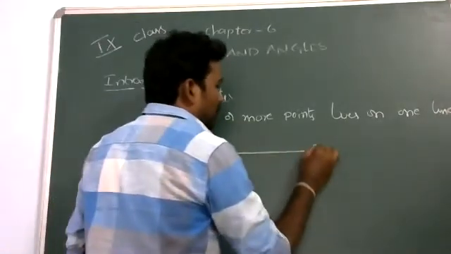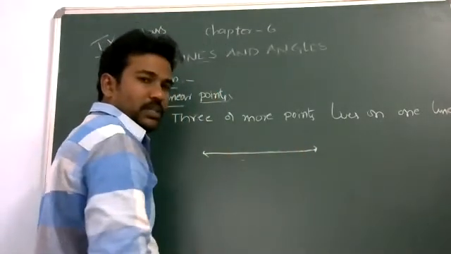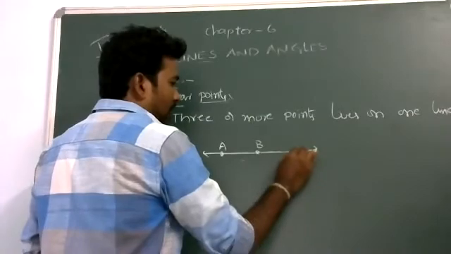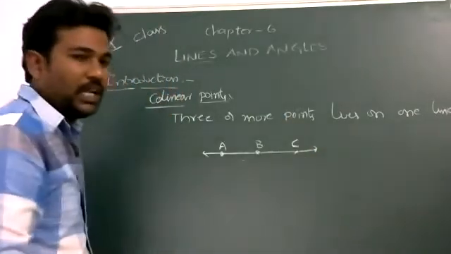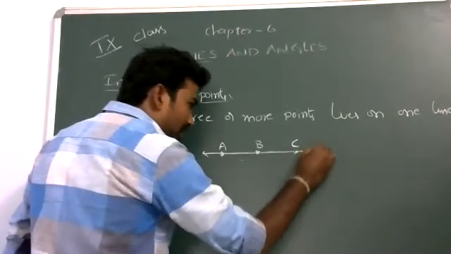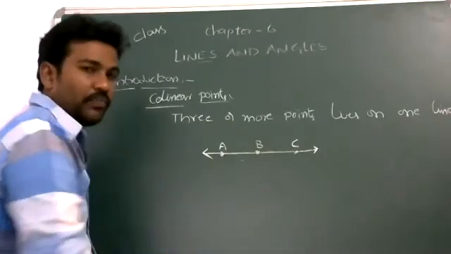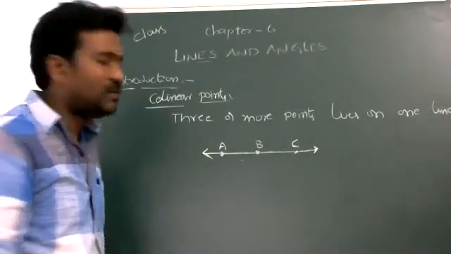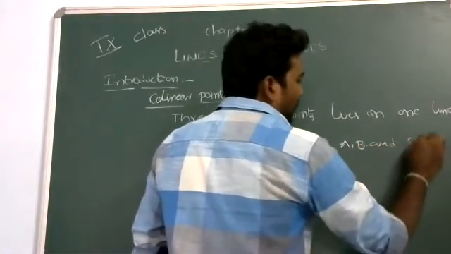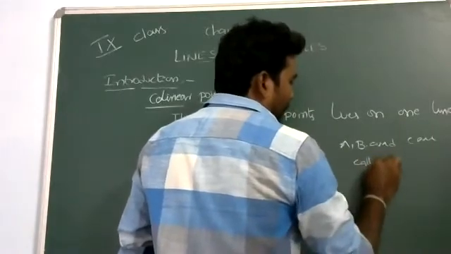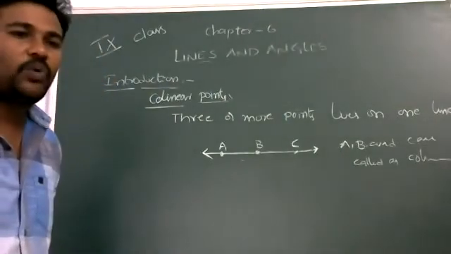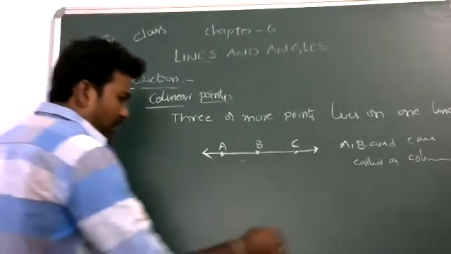Suppose, for example, you can assume this is the line. This is A, this is B, and then this is C. Here you can see all these three points lie on the same line or same line segment. Then these three points A, B, and C are called collinear points. Is it clear? Suppose here you can observe.